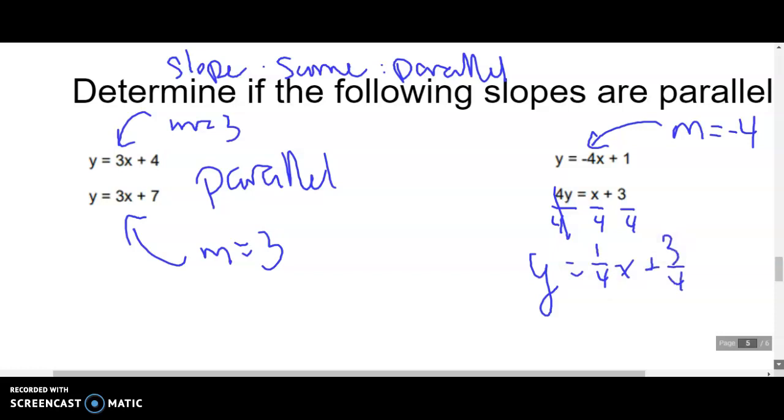Again, the y-intercept doesn't really matter. We're really looking at the slope. This has a slope of 1/4. Therefore, they are not parallel.